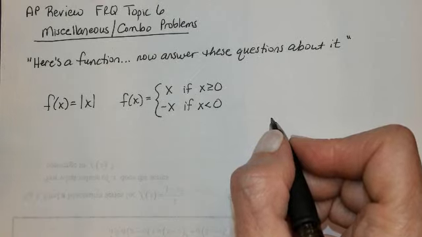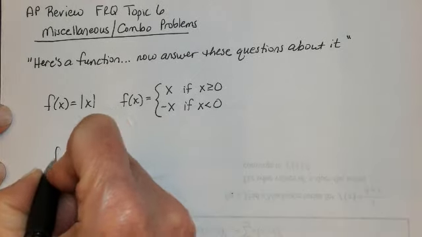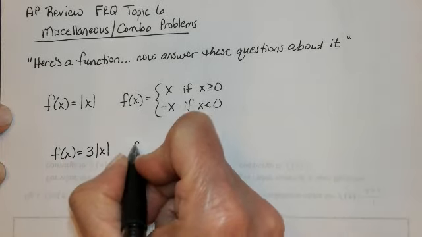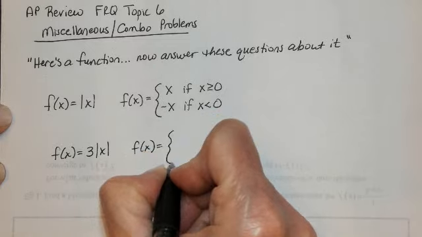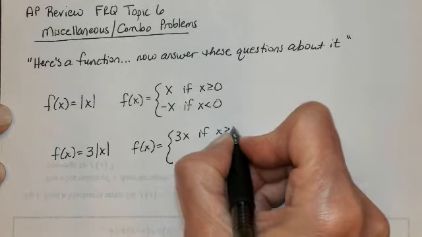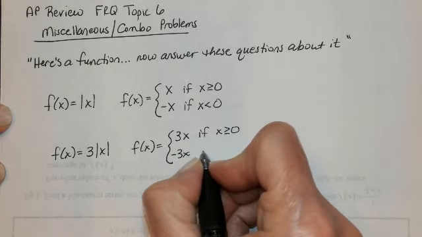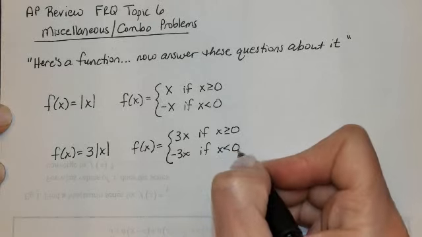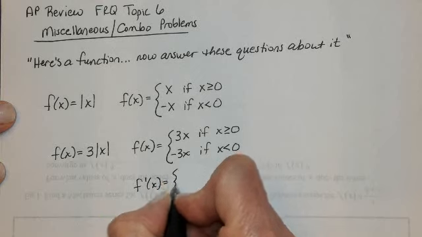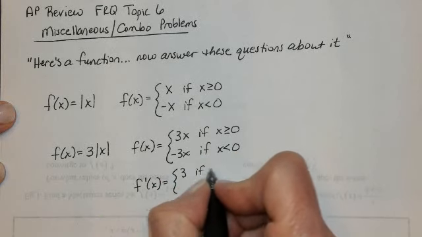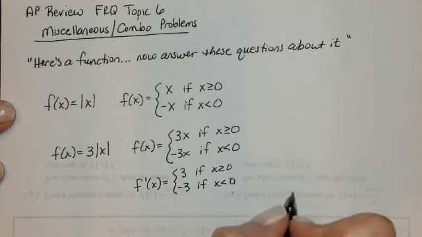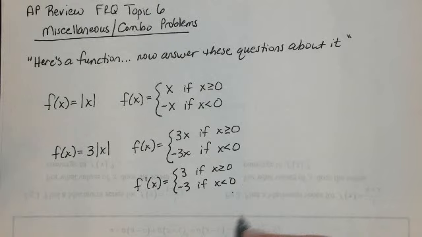So, for example, if they give you f of x is 3 times the absolute value of x, then I would come over to the side immediately, and I'd say, okay, so that means f of x is 3x if x is greater than or equal to 0, and negative 3x if x is less than 0. And then I can answer questions about it. Maybe f prime. Then f prime would be 3 if x is greater than or equal to 0, negative 3 if x is less than 0. Things like that. So we can answer questions about that.